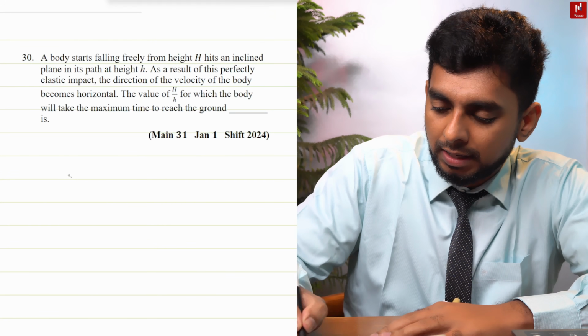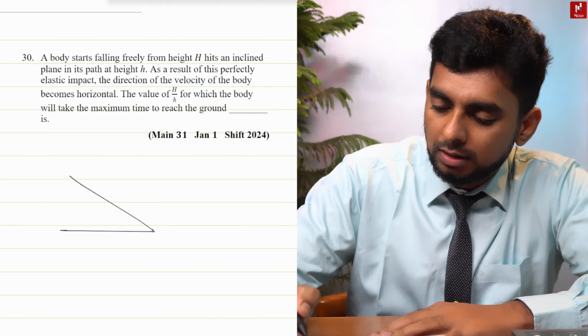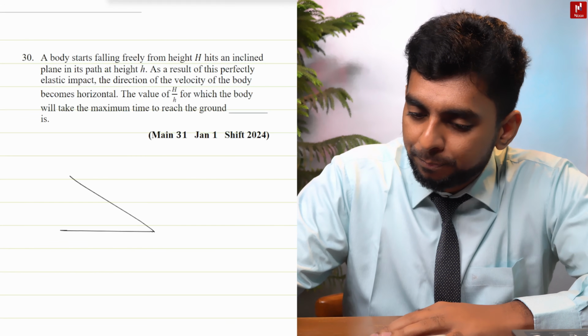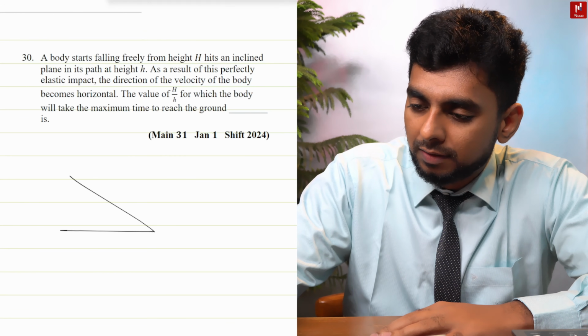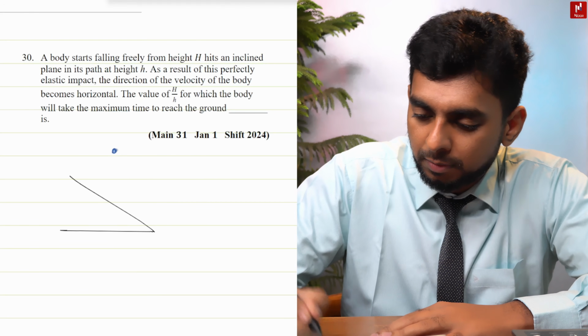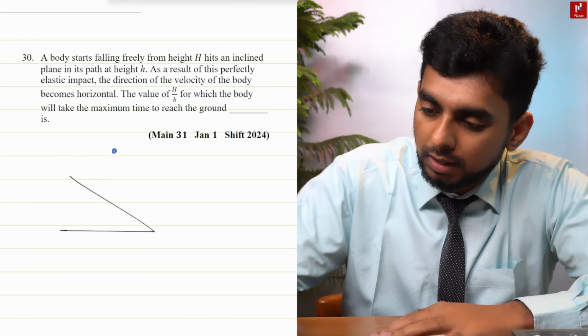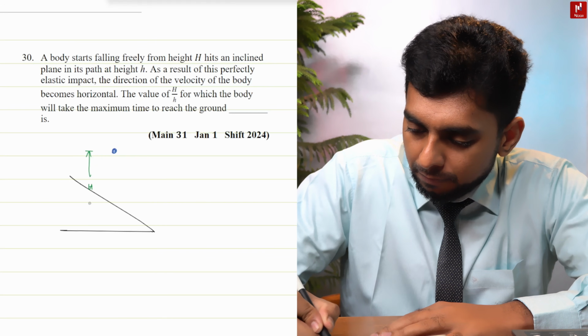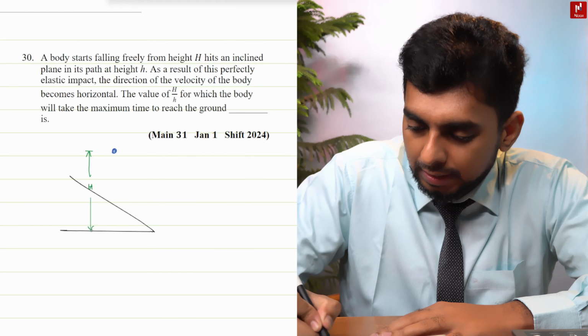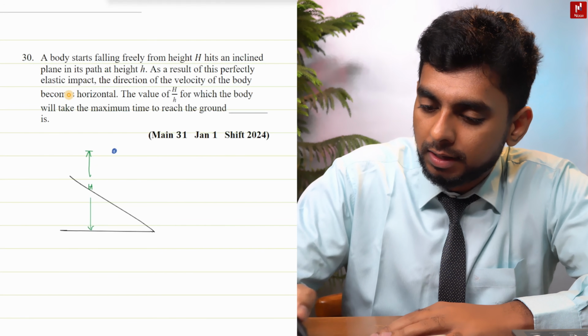So you have an inclined plane, and you have a body that's falling from a height H. So you have an object that's going to fall from a height H. So the distance over here is height H. Okay, so that's the distance over there.